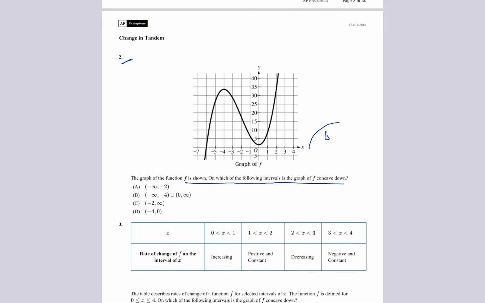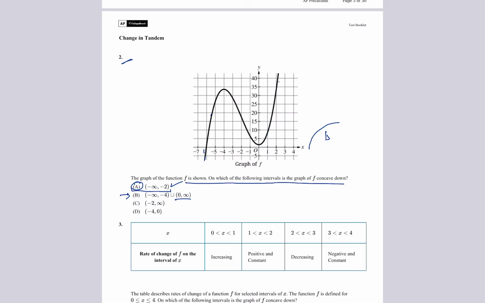Now let's have a look at the answer choices. From negative infinity up to negative 2. Well, this is negative 2, and you can in fact tell that the graph is facing downwards, which is concave down. And that is true. Let's have a look at the other answer choices though. What about negative infinity to negative 4? That is also concavity downwards. Union 0 to infinity, well, from 0 to infinity, as you can tell, it's facing upwards, so that's not the case.